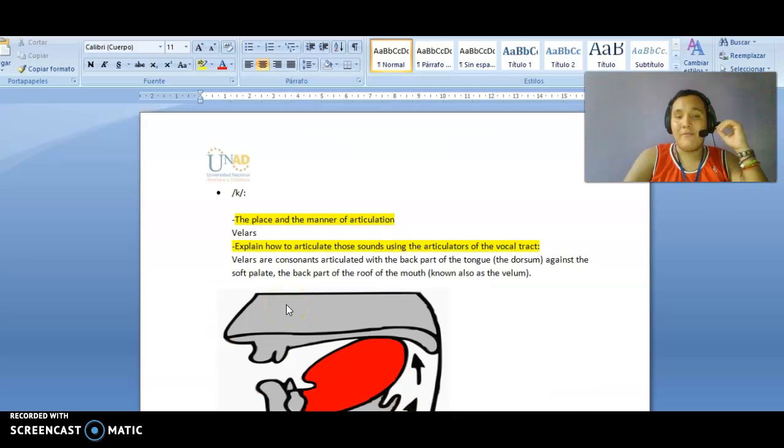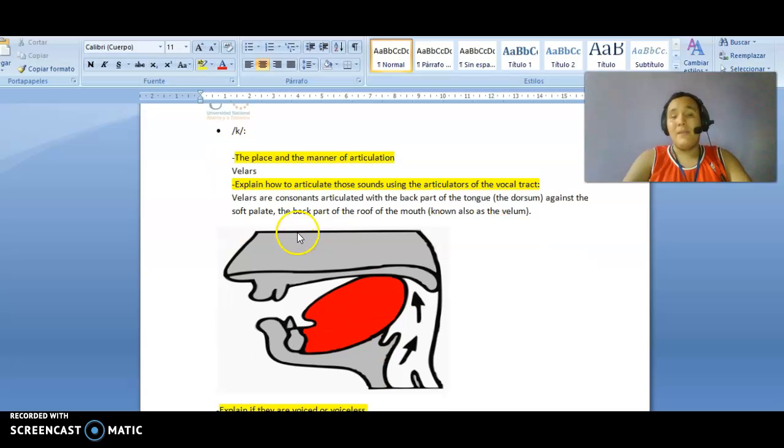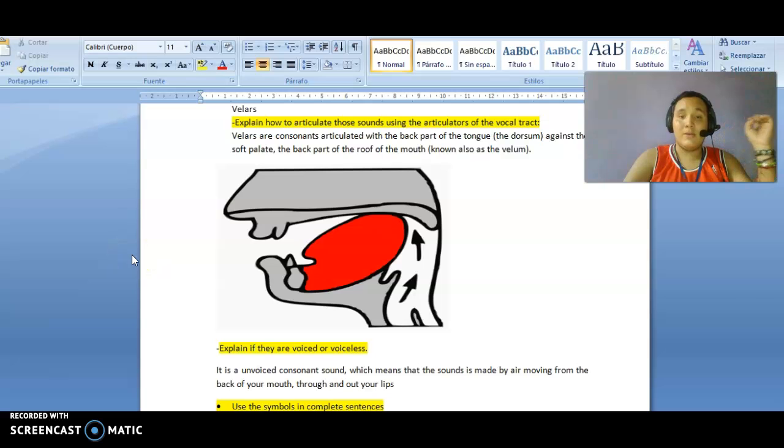My first consonant sound is K. The place and the manner of articulation is better. It explains how to create those sounds using the articulation of the word attack. K is a consonant articulated with the back of the tongue, the dorsal, against the soft palate, the back part of the roof of the mouth.